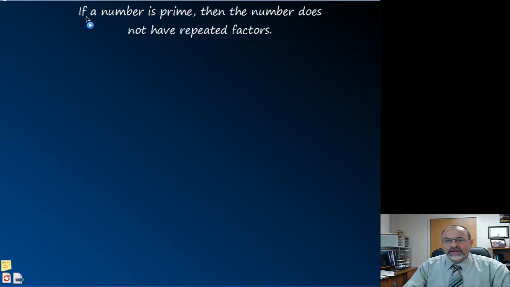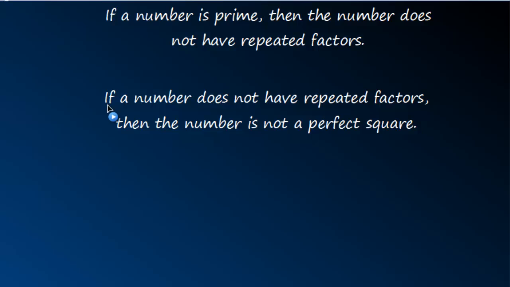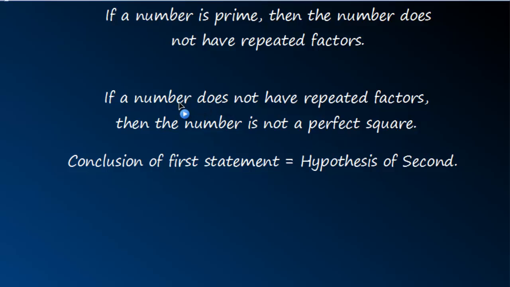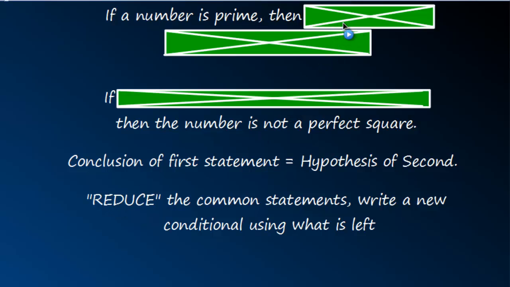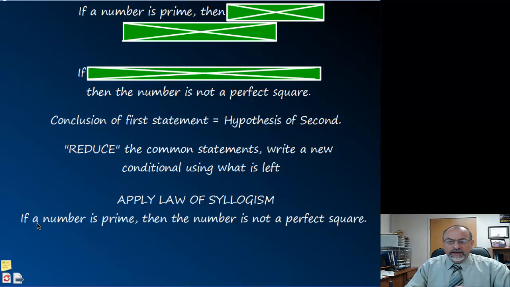So let's walk through this one example. If a number is prime, then the number does not have repeated factors. That would be a conditional statement. We have another conditional statement that says if a number does not have repeated factors, then the number is not a perfect square. You'll notice that this conclusion, the number does not have repeated factors, is identical to the hypothesis, a number does not have repeated factors, in this conditional. Because the conclusion of the first statement and the hypothesis of the second are identical, we can reduce the common statement, leaving us just a new conditional. If you block out what's the same, what you're left with is: if a number is prime, then the number is not a perfect square. So that's applying the law of syllogism.